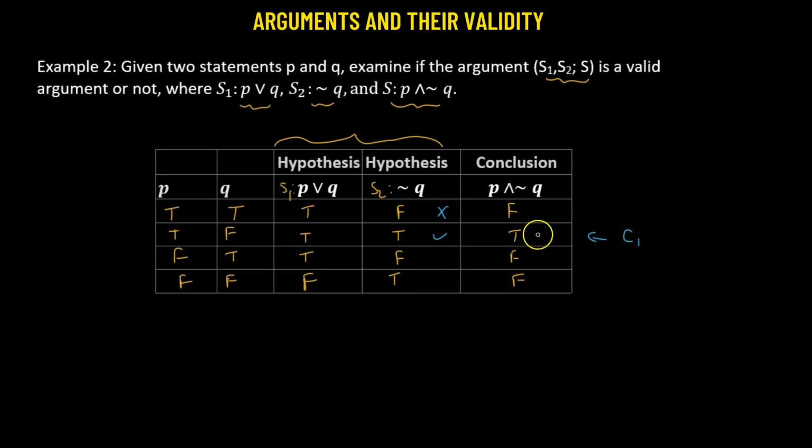So we have one critical row, and for this particular row, the conclusion has a truth value true. So since this is true, that means the hypotheses are true, and the conclusion is also true. So that means our given statement is valid. We can say it's a valid argument. Let's move on to the next problem.